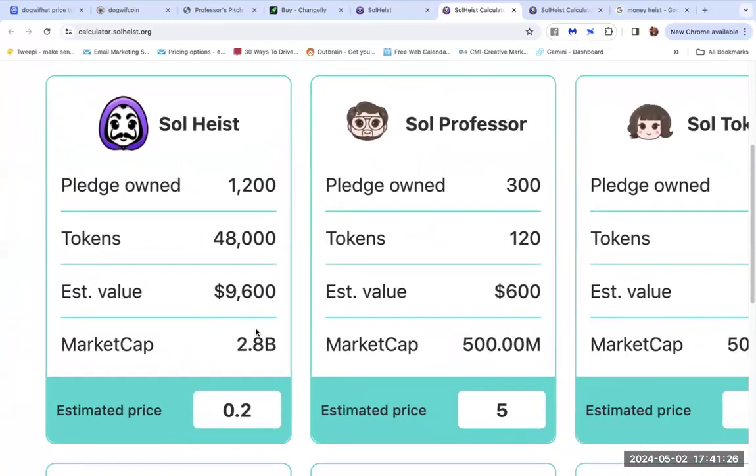So let's look at some math here. Let's say that we as a whole community pump this token up to a market cap of 2.8 billion, which would make the price of this token 20 cents. You guys follow me, right? 20 cents. So what are we comparing this with? Well, 2.8 billion, what does that mean? Let's go here really quick.